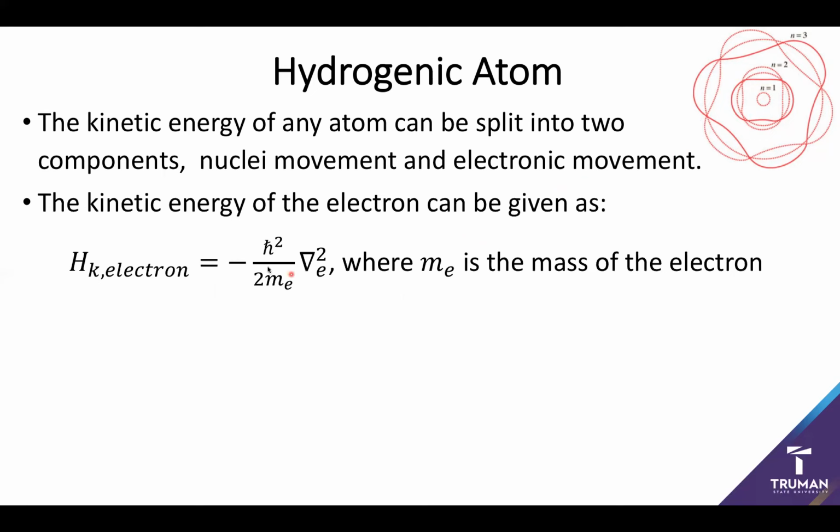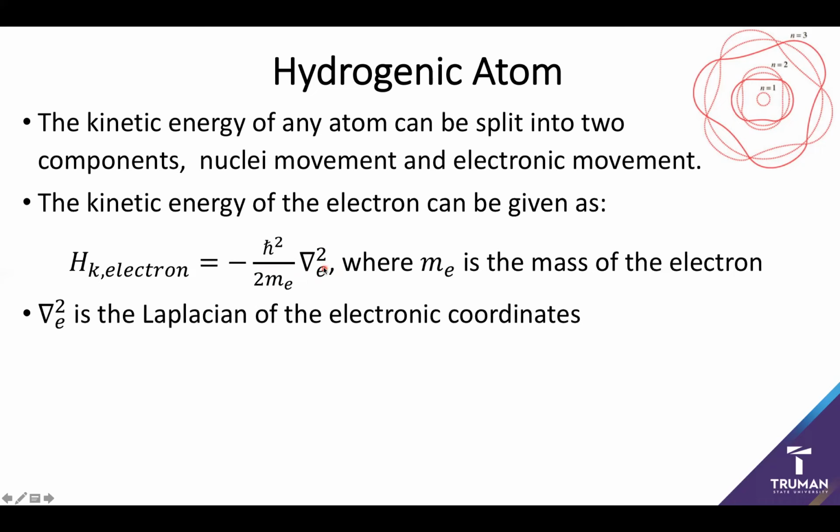So the kinetic energy of the electron is actually going to be a fairly familiar basic form, where it's going to be based on the negative of h bar squared over twice the mass of the electron times essentially the second derivative, or the Laplacian, of the electronic position. So again, this is going to be the second derivative with respect to all coordinates of the electronic position. So this is going to be our classic second derivative with regards to the radii, but also with regards to theta and phi.